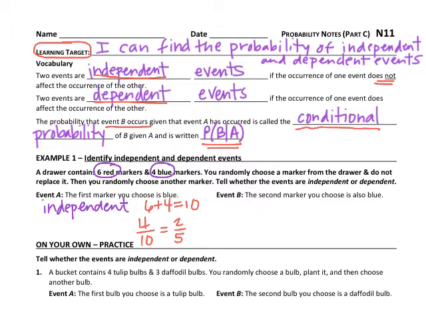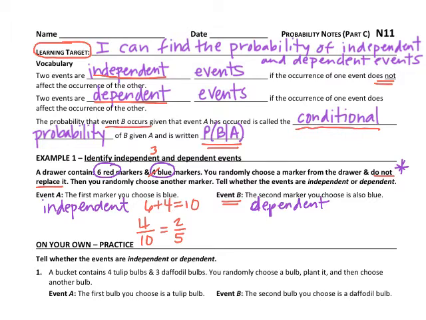Now, event B taking place could be changed if we do not replace it. Now, we are not putting that first blue marker back in the drawer. So we've reduced the number of blue markers to 3, and we've also reduced our overall total number of markers in the drawer. So this one is going to be considered dependent. And the reason it's dependent is because the first time we took a marker out, we did not put it back. So those are some key words that you're going to want to look for when you're solving these types of problems. If you did not put that first item back, whatever it might be, then the second probability is going to be altered because of that.